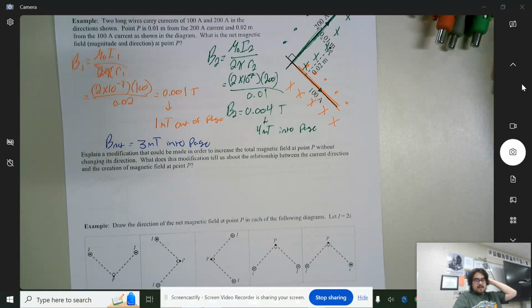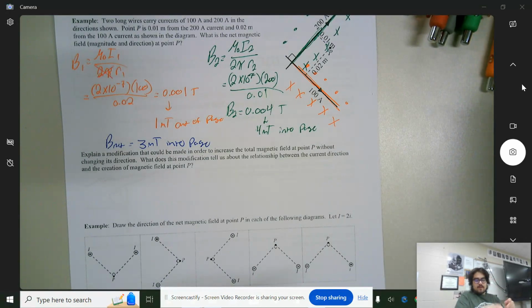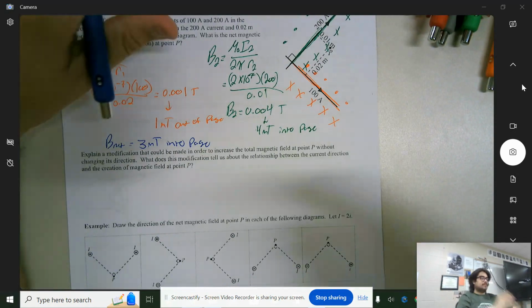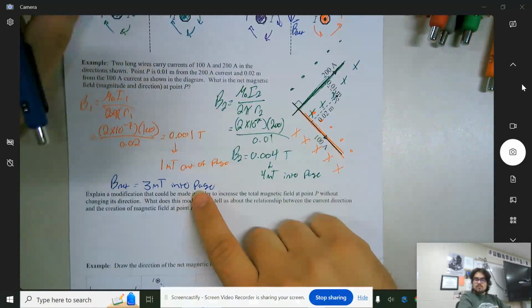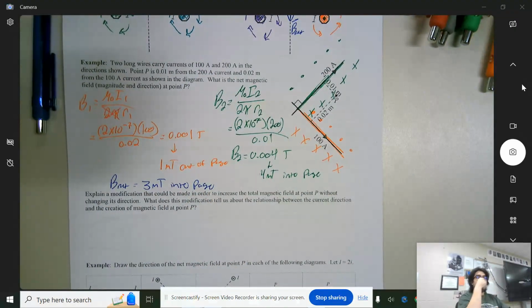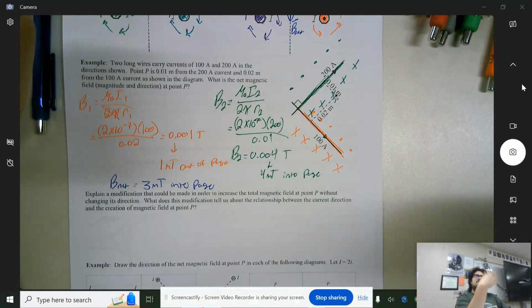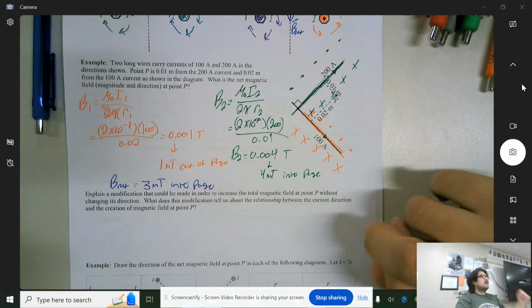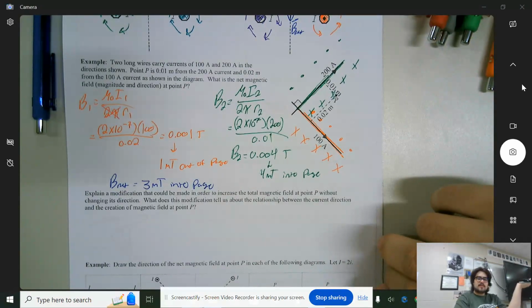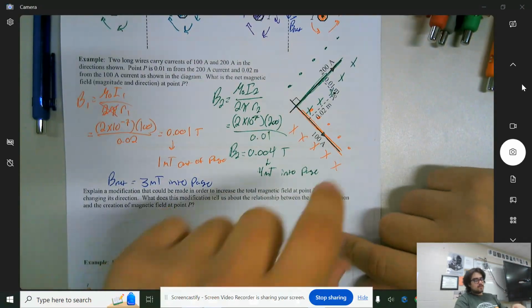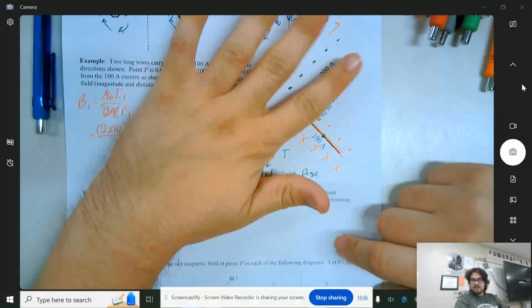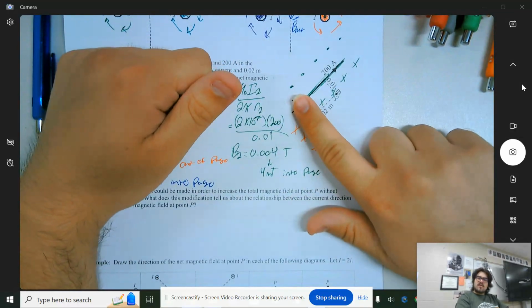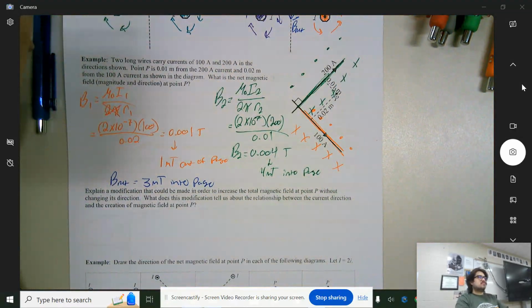Now, how can we change that B field? We want to increase the total magnetic field but not change the direction, okay? Well, notice how we had to subtract the two fields because they opposed each other. What if they both went in the same direction, right? We can do that. How do we make them go in the same direction? Right now it's going into the page. We don't want to touch the green wire because it's perfectly fine. How do we get the orange wire to also go into the page?